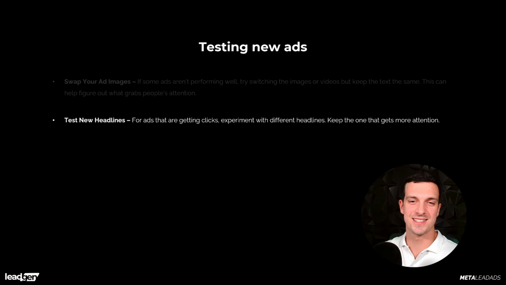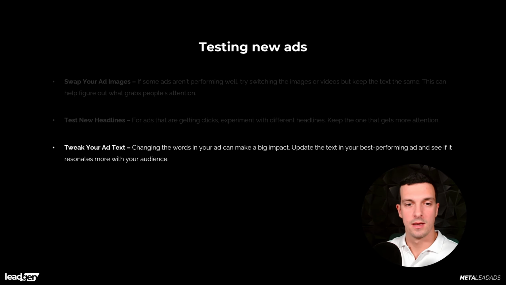Test new headlines. For ads that are getting clicks, experiment with different headlines. Keep the one that gets more attention. So you want to go duplicate the ads. Maybe you will leave the same creative, but you can change the headline. Tweak your ad text. Changing the words in your ad can make a big impact. Update the text in your best performing ad and see if it resonates more with your audience.